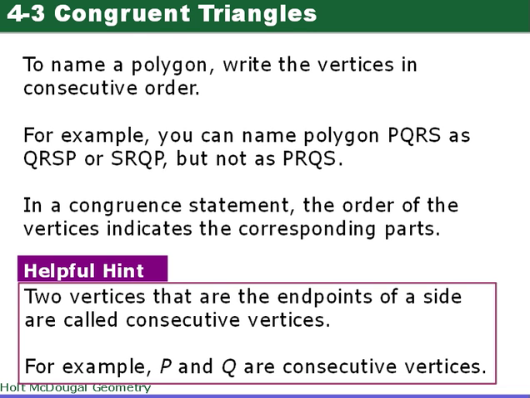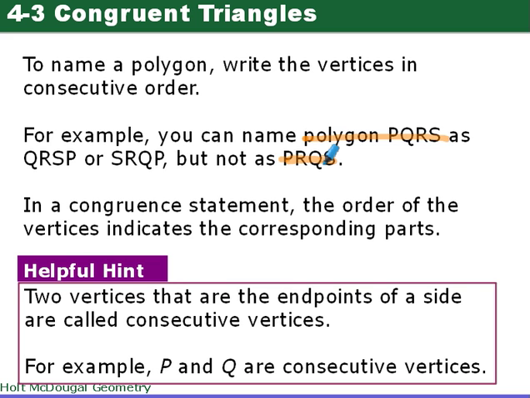So to name a polygon, you write down the vertices in consecutive order. So ABC is an example of naming a polygon. If you have a polygon PQRS, this is different from a plane, which extends forever, so that's why a plane has 3 letters. For a polygon, you put all the vertices down. Polygon PQRS could be named as QRSP or SRQP, but not PRQS because these 2 letters are out of order. So you want to keep the letters in order.